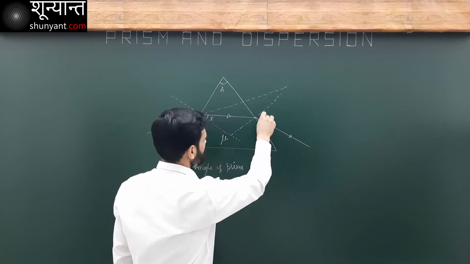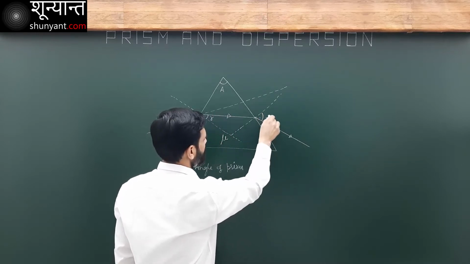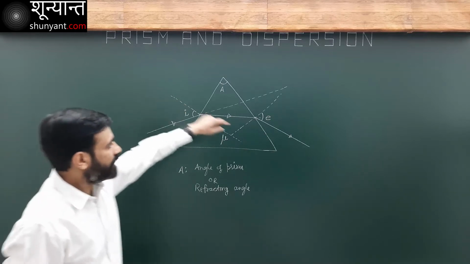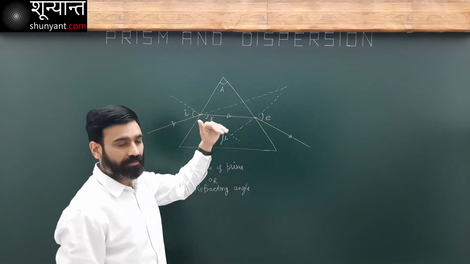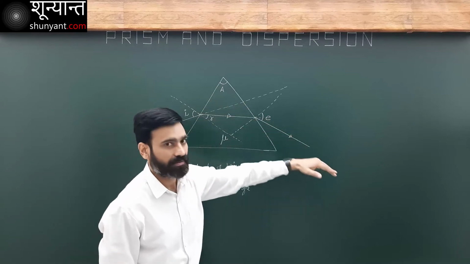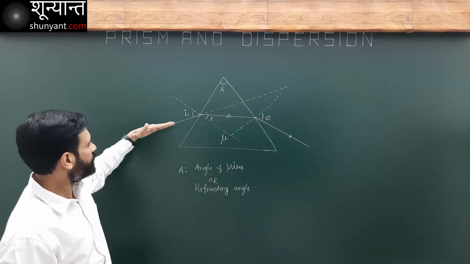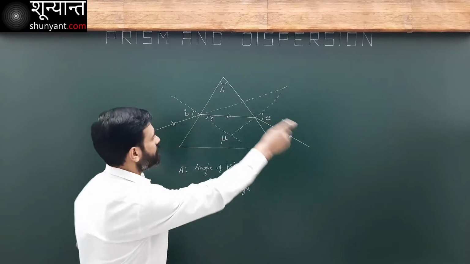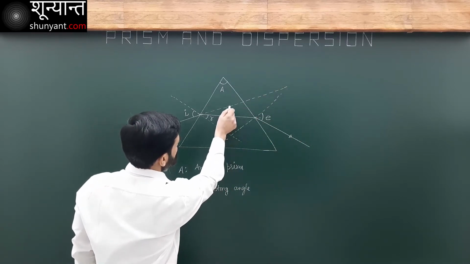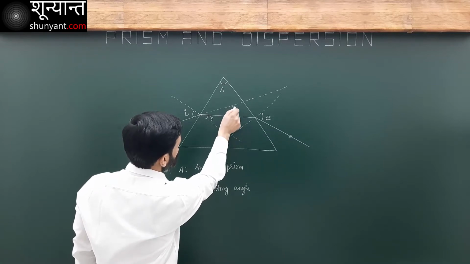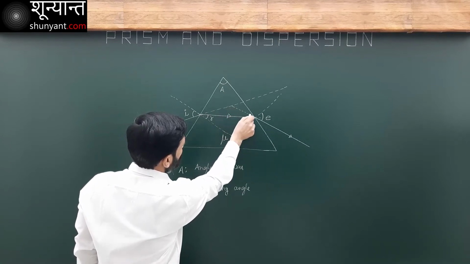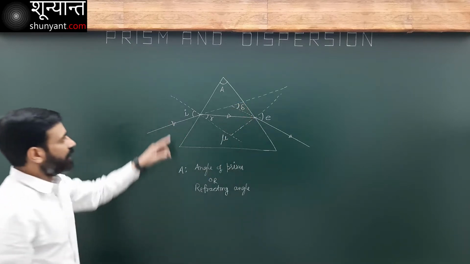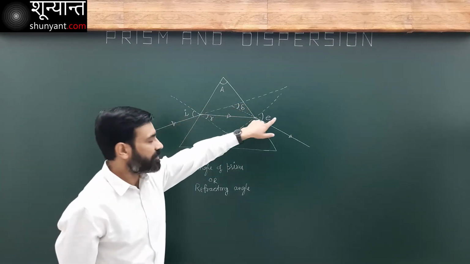This angle here is known as the angle of emergence. This is the angle of incidence here, and this is the angle of emergence. Light finally comes out in this direction. This was the original direction of my light ray, and finally it comes out in this direction. So what is the deviation? Let me extend it here. This is the deviation, delta.